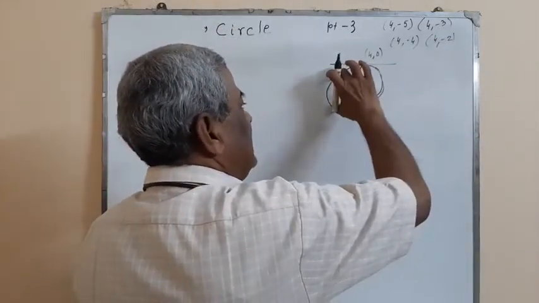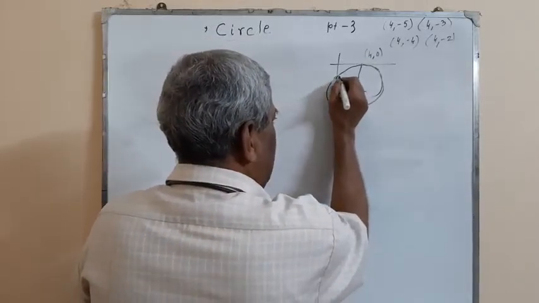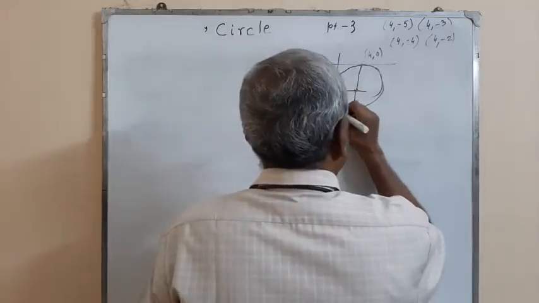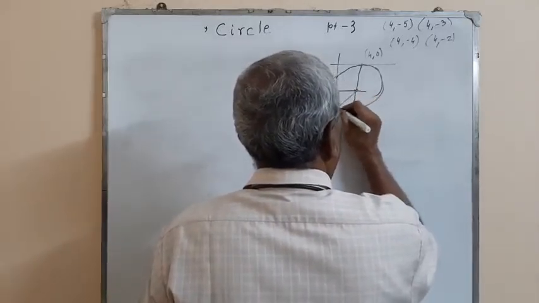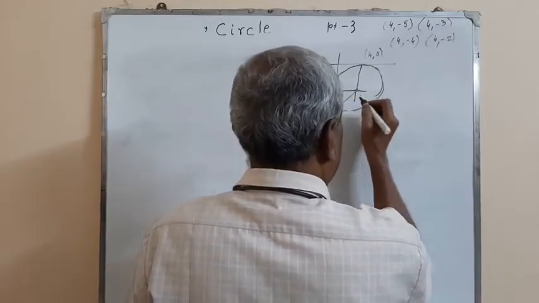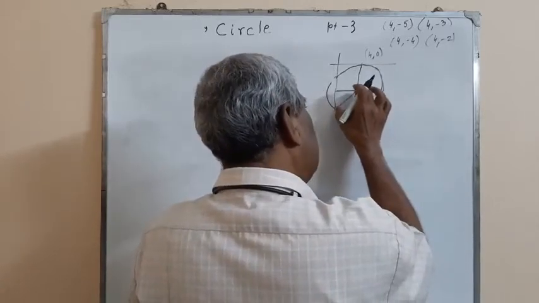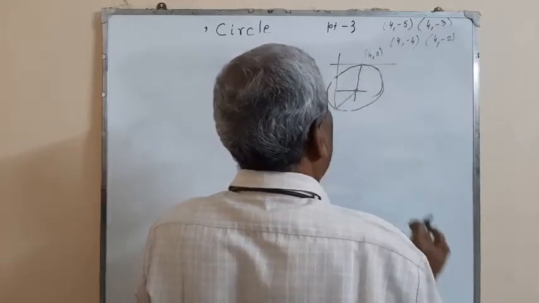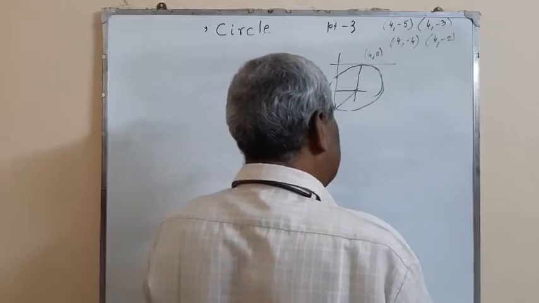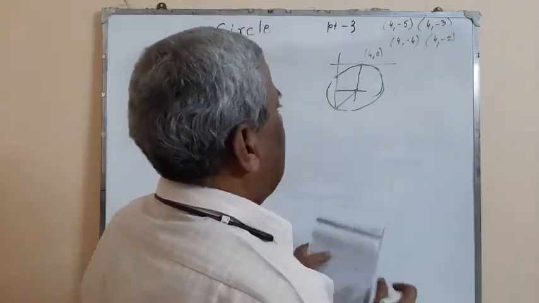So this intercept with the y-axis is 6. Due to symmetry, this is 3, this is 3. This one is the radius of the circle, this is also a radius of the circle. If we can find this, the center will be 4, minus of that quantity. Why minus? Now it lies below the x-axis, so the y coordinate will be negative.